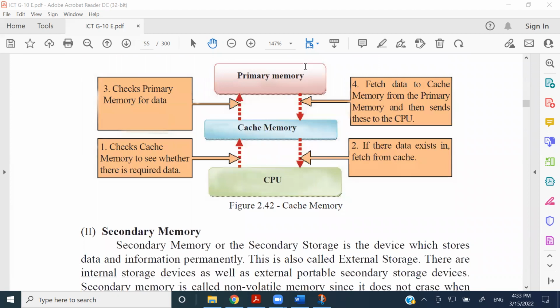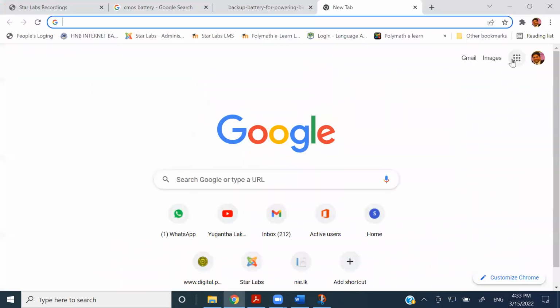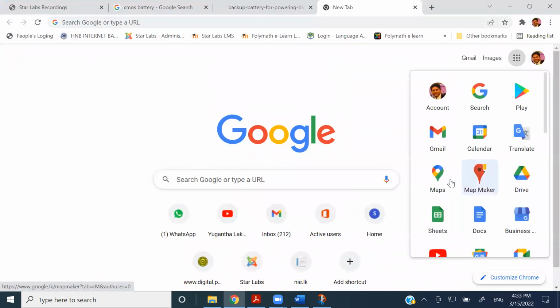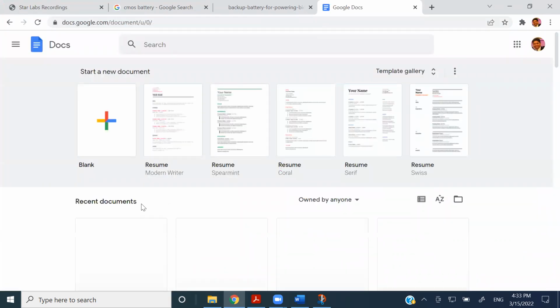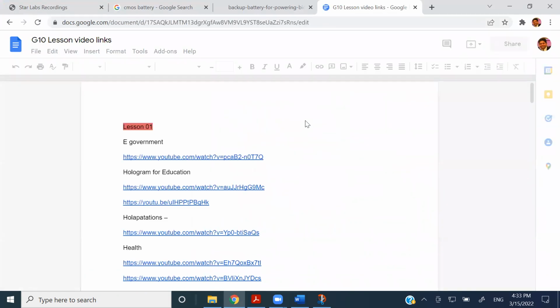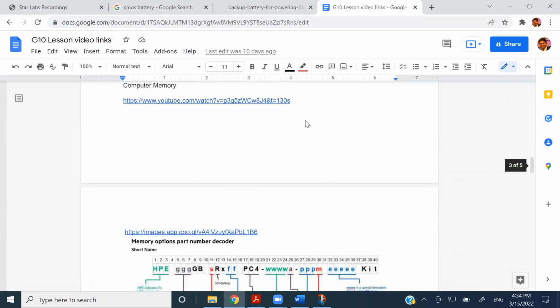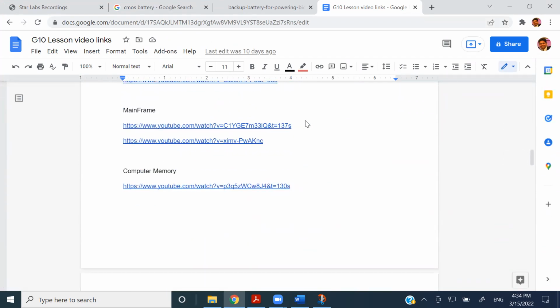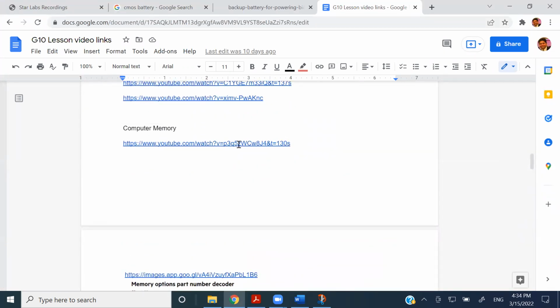So now we are going to talk about the secondary memory. Before that, we'll see whether we got a small video regarding the primary memory. As I remember, we got something. Hold on, let me have my links. Yeah, there you go. Now this explains about the computer memory, all the kinds.